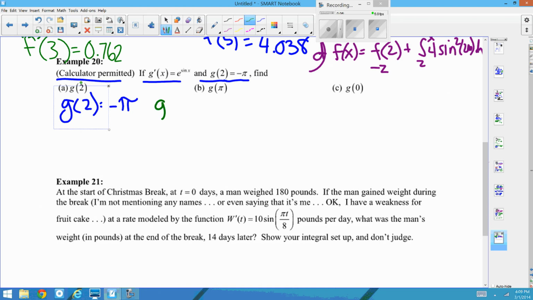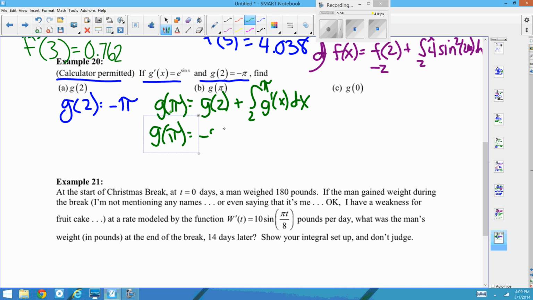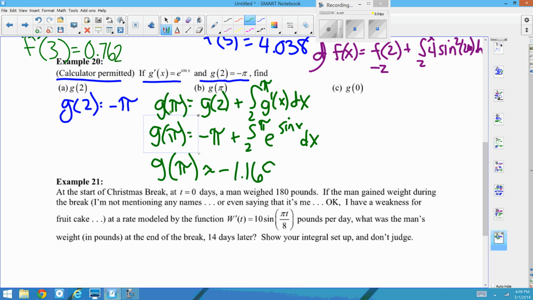This one's going to be a little different. All right, g of pi is going to be g of 2 plus the accumulation from 2 to pi of g prime of x dx. Use your calculator, all right? And if you want, you could write it out so you know what you're typing in, or to show anybody grading your paper what you're doing, okay? e to the sine of x dx. g of pi is approximately negative 1.169.